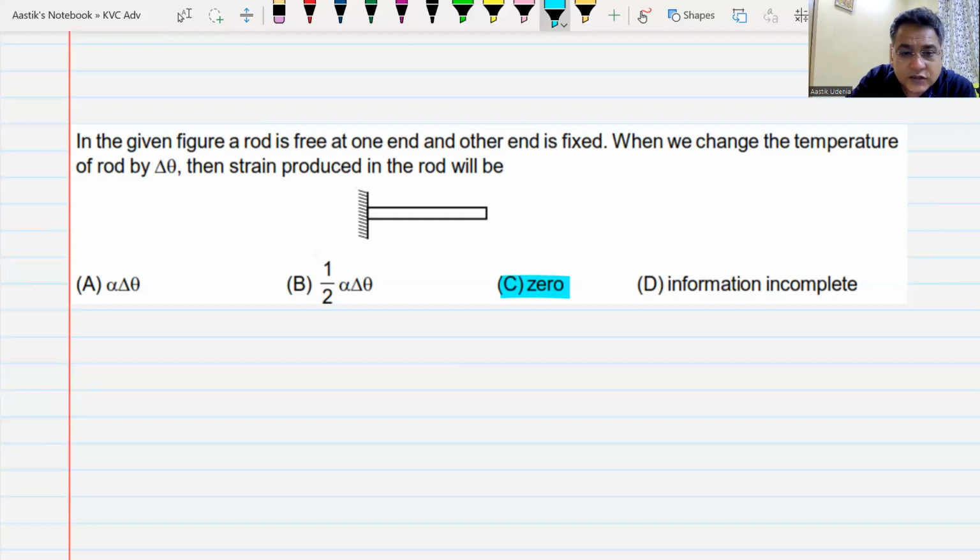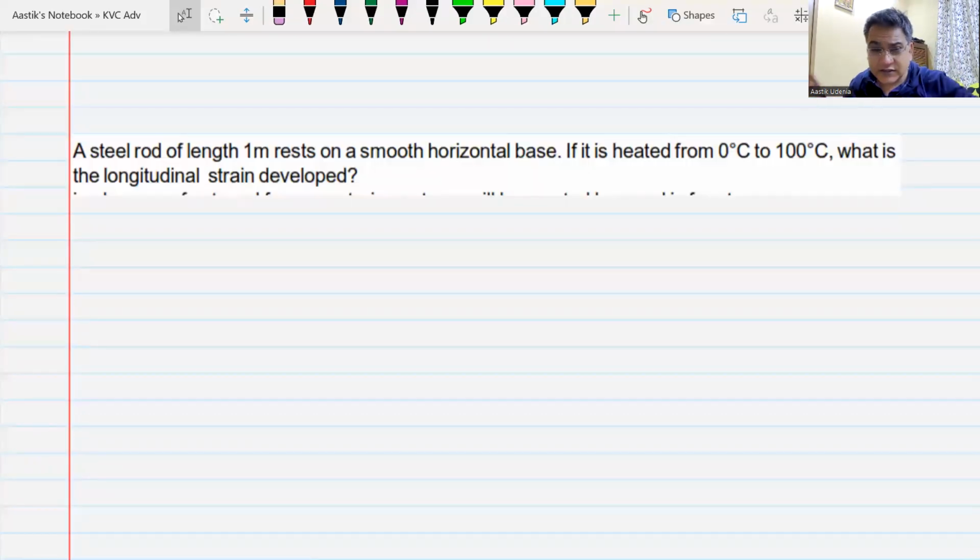So basically, to produce this strain, we need some sort of an external force, which causes the internal restoring forces to come into the picture. If internal restoring forces come into the picture, then only will you have the thermal stress. Do we understand this? Yes, sir. Okay.